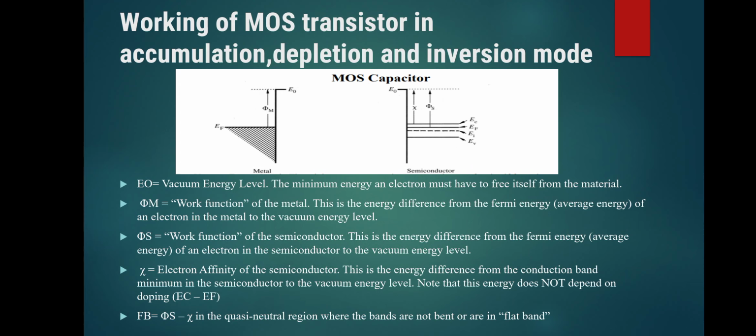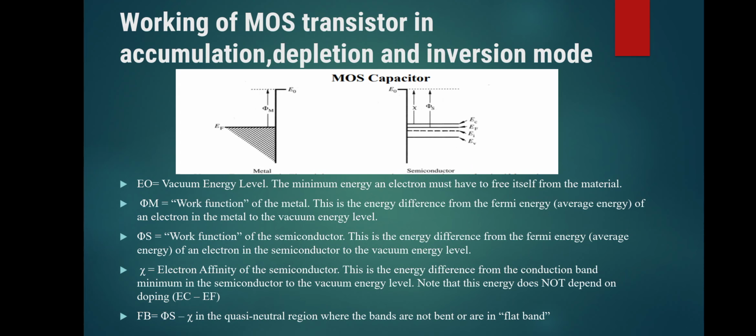X is equal to the electron affinity of the semiconductor. This is the energy difference from the conduction band minimum in the semiconductor to the vacuum energy level. Note that this energy does not depend on doping, EC minus EF. FB is equal to phi s minus x in the quasi-neutral region where the bands are not bent, or in flat band.